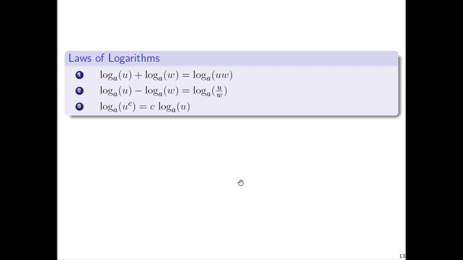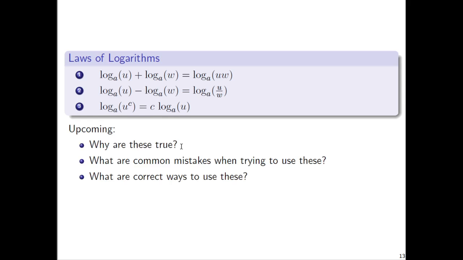The first one says log base a of u plus log base a of w equals log base a of u times w. The second one says log base a of u minus log base a of w equals log base a of u over w. And then the third one is log base a of u to the c is equal to c times log base a of u.